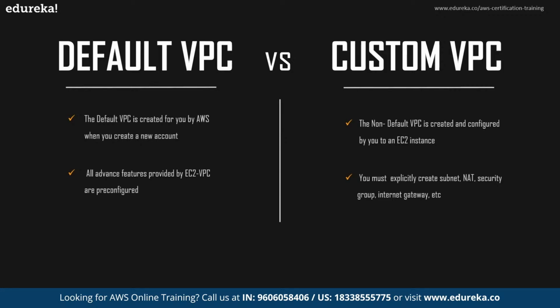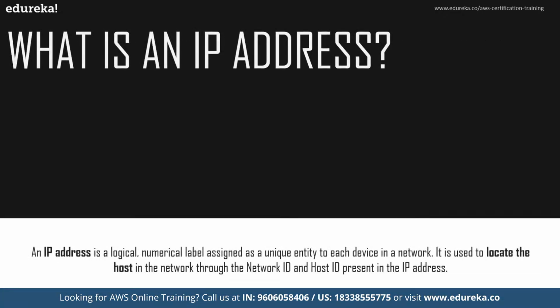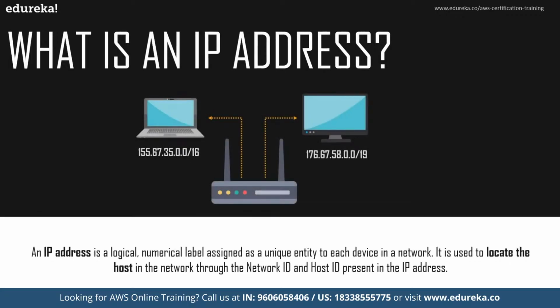Before we move on and understand the components that make up a VPC, let us first spend some time understanding what an IP address is. The IP address, or Internet Protocol address, is a logical numerical label assigned as a unique identity to each device in a network. In more lay terms, it can be understood as every human being has a fingerprint. It is unique to each of us. Similarly, every device which is connected to a network has an IP address which is unique to itself. It's like a fingerprint for that device.